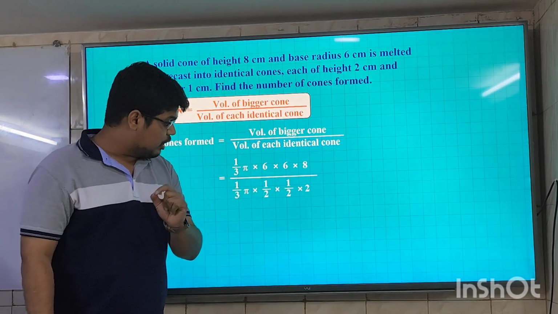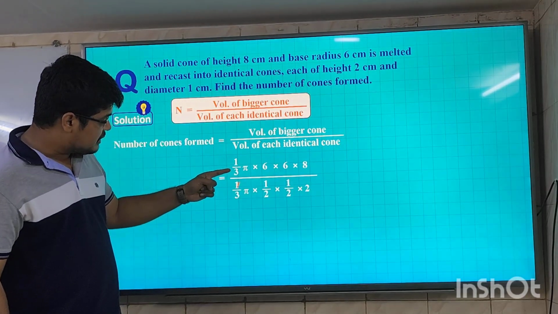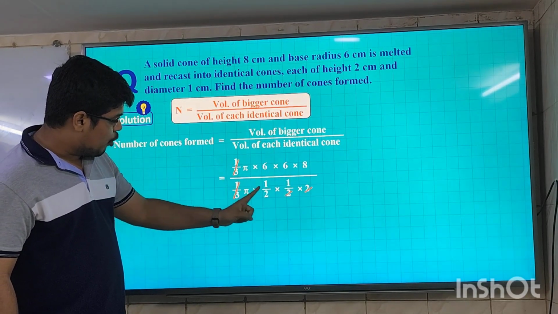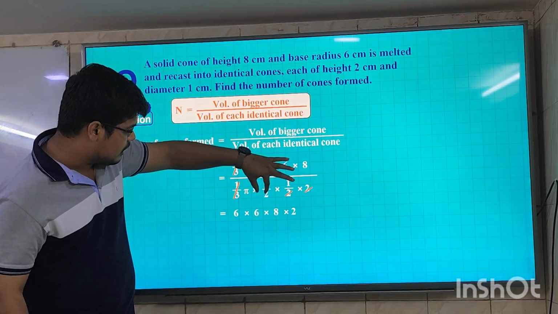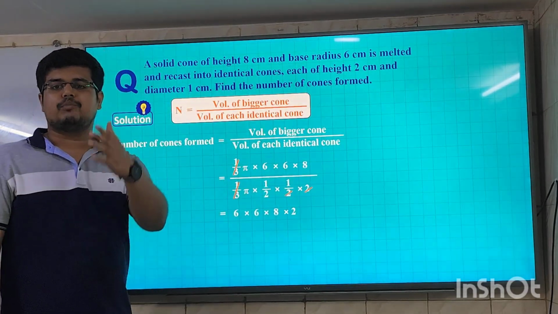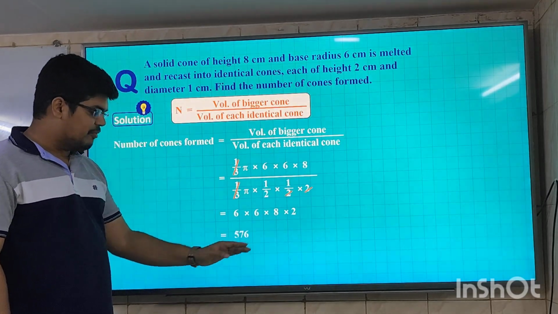As I told you, here a lot of stuff is going to get cut. If you look at this, the 3 gets cut, the π gets cut, and over here we can cut the 2. The final answer will be 6 into 6 into 8 in the numerator. The 2 from the denominator goes to the numerator, you multiply, and you get the answer. That is going to be 576.